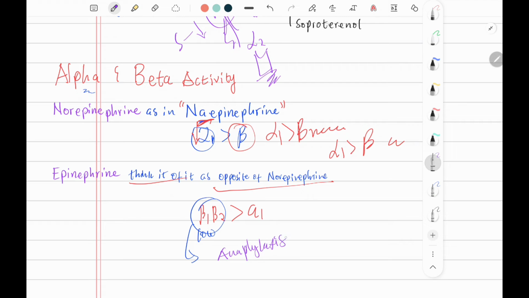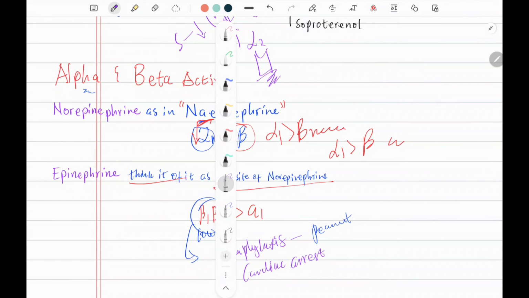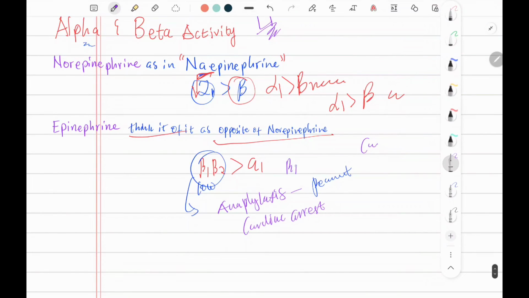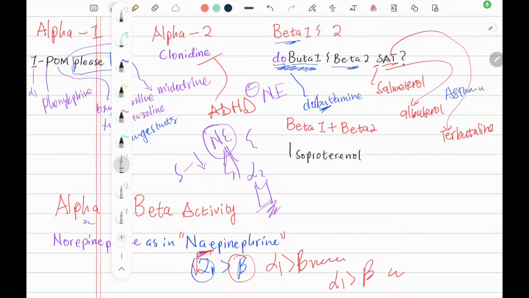Anaphylaxis is a life-threatening reaction to maybe a bee sting or sometimes some foods like peanuts and others. Okay, and we can also use this drug in cardiac arrest. So when you get an MCQ question and they ask which drug is preferred for the treatment of cardiac arrest, it's not norepinephrine, it's epinephrine, because of its beta 1, beta 2 activity, which is greater than alpha 1 activity. Let's finish this mnemonic video with isoproterenol.